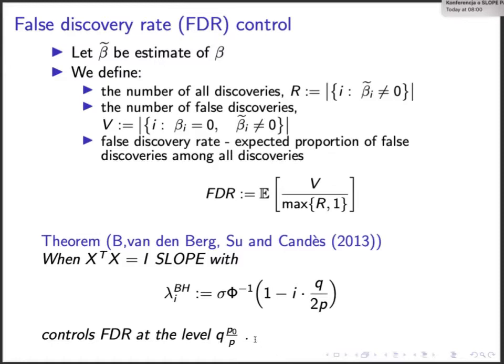And in case when we have sparsity, so when there are only very few non-zero elements in the true matrix, P0 is very often close to P. So this FDR level is close to the assumed level Q.